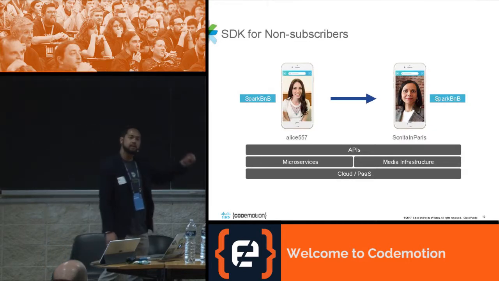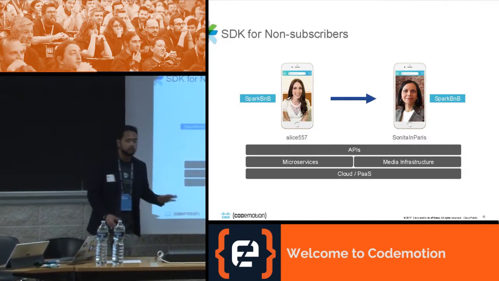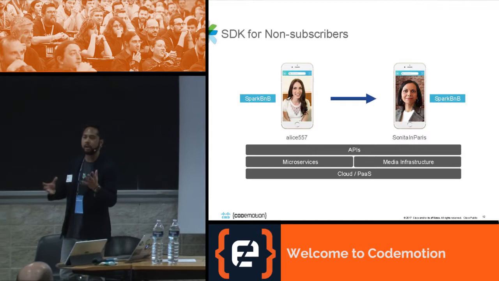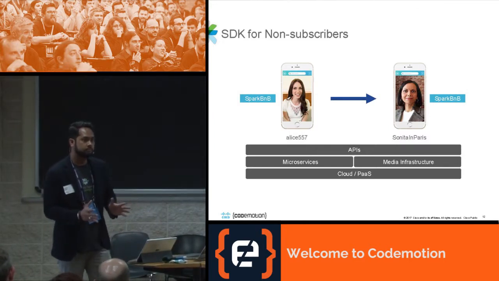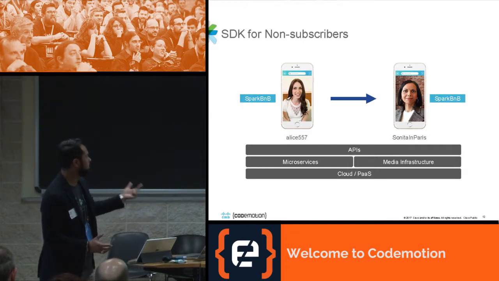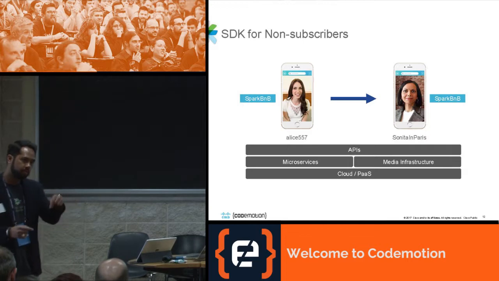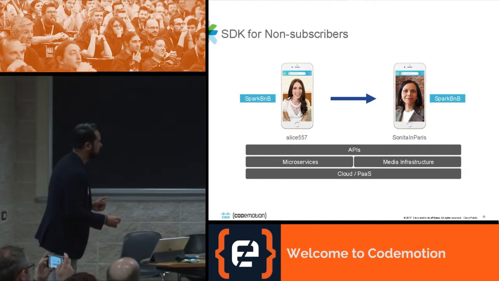Another is a non-subscriber to a non-subscriber. So this is client to client. So you have Alice. So think of it like Airbnb. Airbnb has an app. There's no video yet, but everything's going toward video. So I want to talk to Sonita in Paris, and I'll just hit call. So that's possible through the SDK.